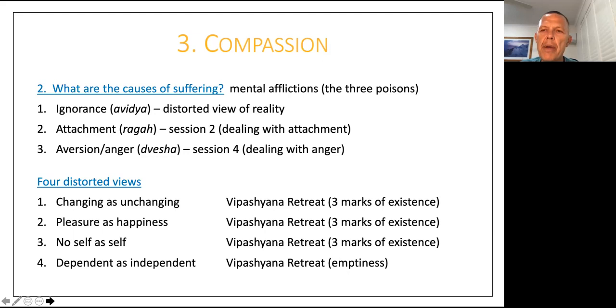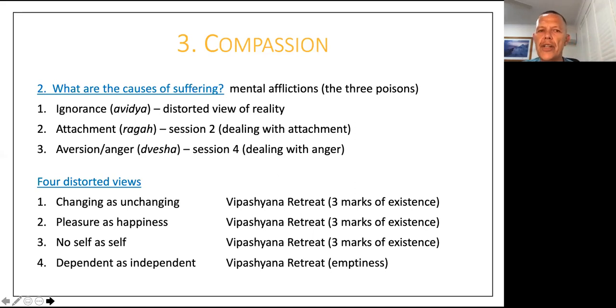And so these mental afflictions, we saw, we can condense down to the three main mental afflictions called the three poisons: ignorance, attachment, and aversion. Ignorance is at the root of these three poisons. Ignorance in general is just a deluded state of mind that's confused about its object. But here we're talking about a specific ignorance. We're talking about an ignorance that is confused about the nature of reality. In fact, it's a distorted view of reality.